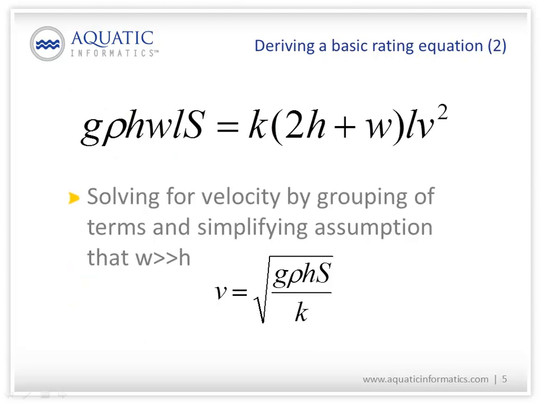We can rearrange this equation by grouping. The length component will drop out. Width will drop out if we assume that the width is very much greater than depth, and we wind up being able to solve for velocity as the square root of the gravitational acceleration times density times depth times slope divided by our frictional resistance index.